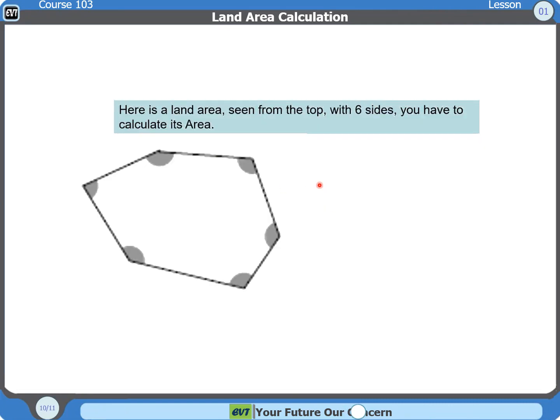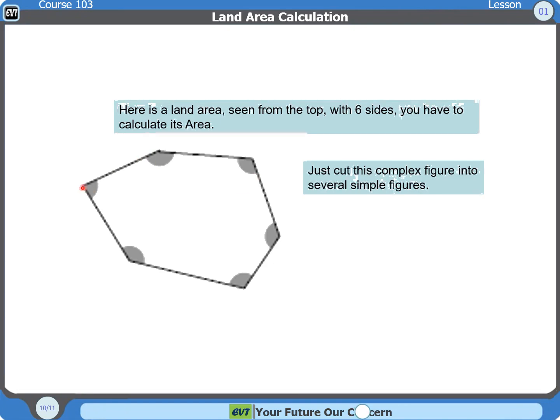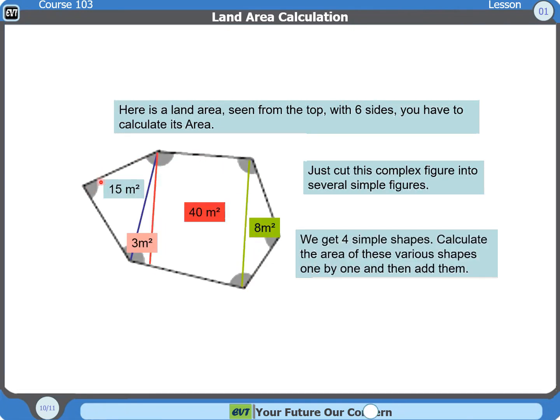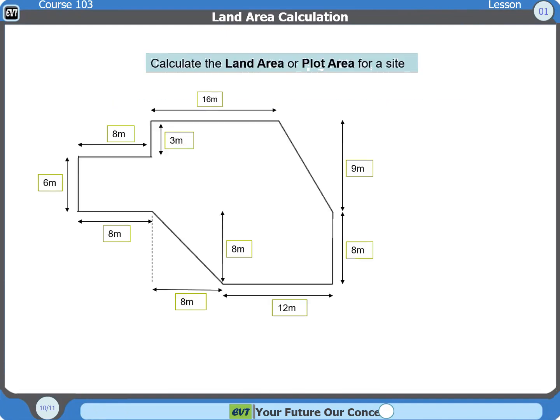Here is a land area seen from the top with 6 sides. If you need to calculate this land area, you need to cut it into simple shapes. To get the total of this complex shape, you need to add all these areas. Total area is 15 plus 3 plus 40 plus 8. They give 66 square meters.